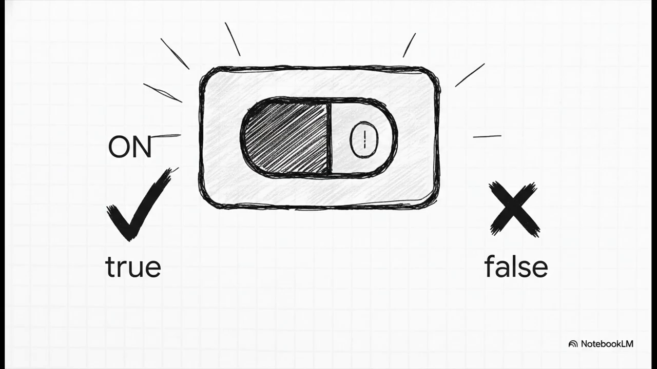And finally, the Boolean. Now, it sounds a little fancy, but it's actually the simplest one of all. A Boolean is basically an on-off switch. It only has two possible states, true or false. Is the game over? True. Is the user logged in? False. This super simple concept is the foundation for all decision-making in code.